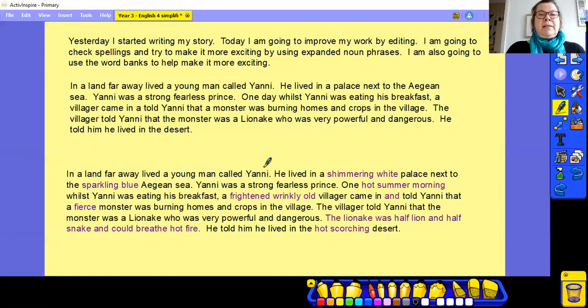My next sentence, I'd started off with he lived in a palace next to the Aegean Sea. But I thought, actually, do you know what? It's not just any old palace. Let's make it so it's got some nice expanded noun phrases, and the same for the sea. So instead I changed it to he lived in a shimmering white palace next to the sparkling blue Aegean Sea. Yanni was a strong, fearless prince. I thought that was okay because again I've got a good expanded noun phrase in there.